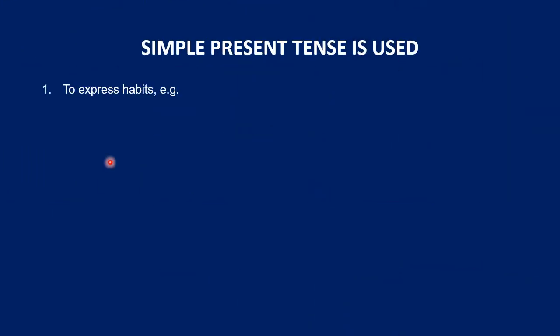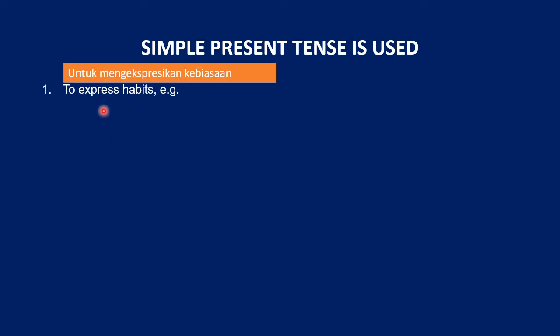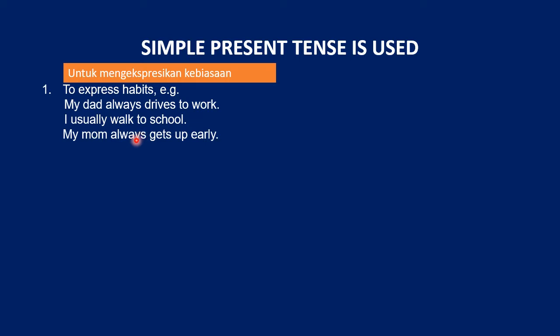Simple present tense is used to express habits, or untuk menggambarkan kebiasaan. Examples: My dad always drives to work. I usually walk to school. My mom always gets up early. Here, I'm trying to describe my family habits. The first one is my dad's habit. Second is my habit, and the third one is the habit of my mom. So when you are talking about habit, you can use simple present tense.